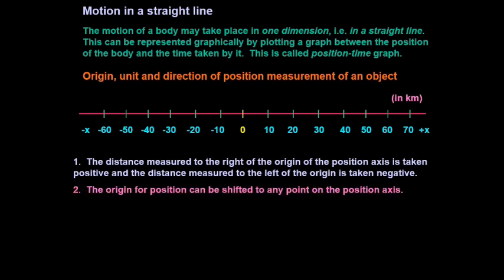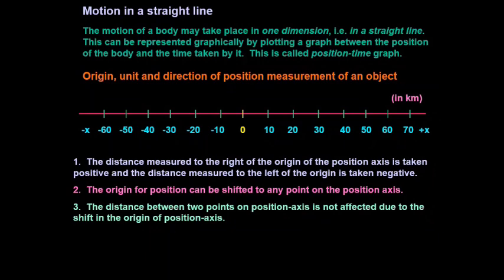The origin for position can be shifted to any point on the position axis. Now it is at 0, it can later be taken at plus 10, or minus 10, or minus 20, like that. The distance between two points on the position axis is not affected due to the shift of the origin of the position axis. This is a very interesting thing, but it will require some more understanding about the axis, so I'll describe it a bit later.